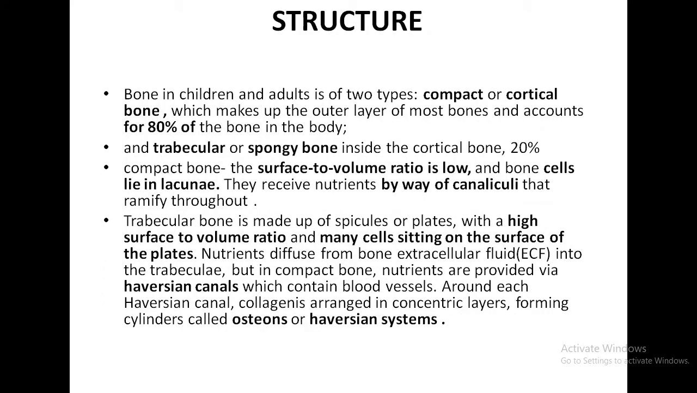Bone in children and adults is of two types: compact or cortical bone, which makes up the outer layer of most bones and accounts for 80% of the bone in the body, and trabecular or spongy bone inside the cortical bone, which constitutes about 20%. In compact bone the surface to volume ratio is low, whereas in trabecular bone the surface to volume ratio is high, and bone cells lie in lacunae in cortical bone.